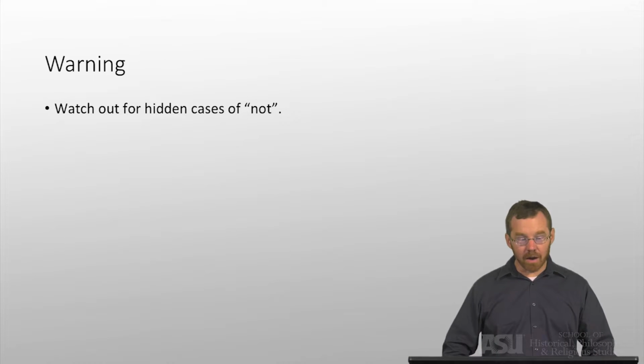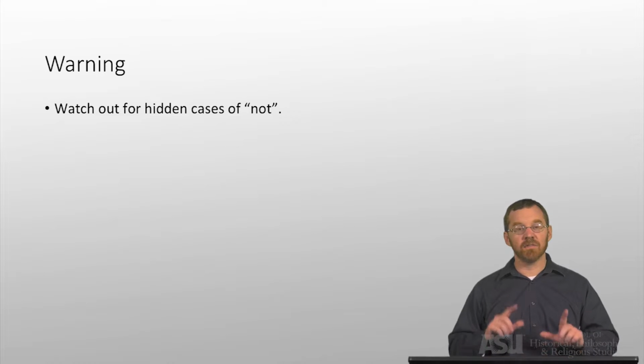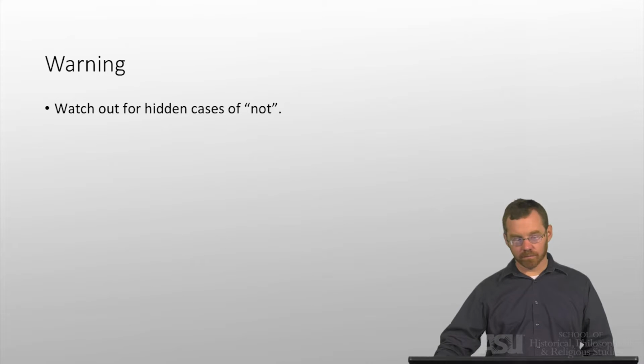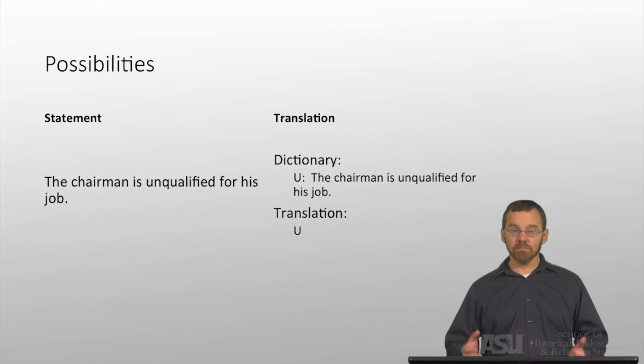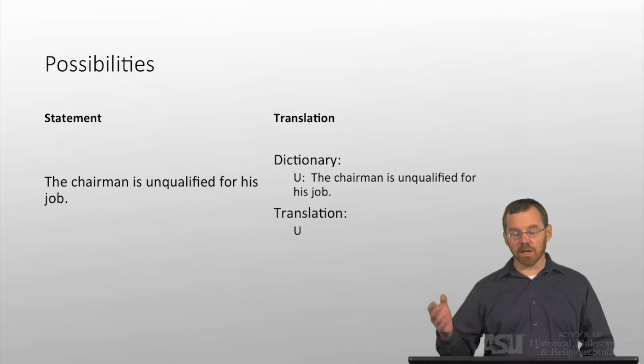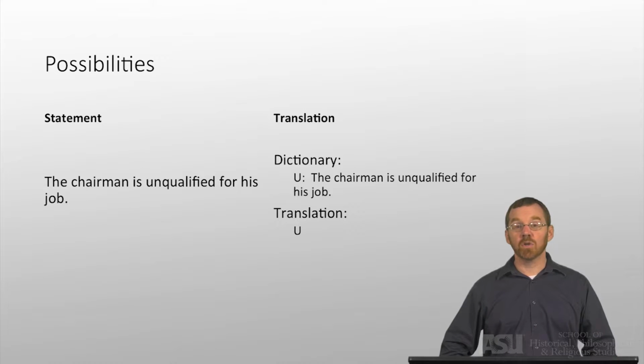Okay, now, a warning. I gave you a couple simple cases, but you've got to watch out for hidden cases of not, or hidden cases of negation. What do I mean by this? Let me show you an example. Here's a statement. The chairman is unqualified for his job. How do we translate it? Here's a possibility. Dictionary, U, the chairman is unqualified for his job. Translation, U. That works. It's correct. If this were on your writing assignment and you did it this way, I would give you full credit.